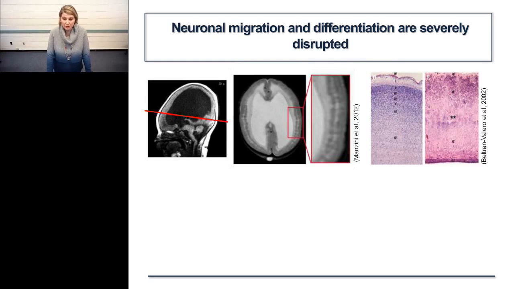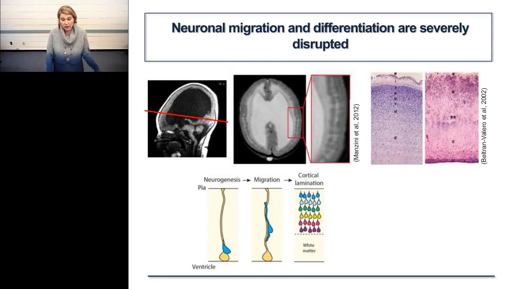There isn't a clear definition, and that is a very severe neuronal migration deficit. And you'll see it also in the pathology on the right, where instead of having a nice 6-layer organization of the cortex, you have these clumps of cells that are sitting all over the place.